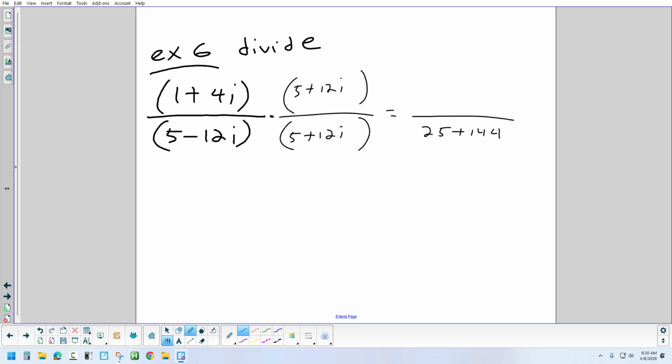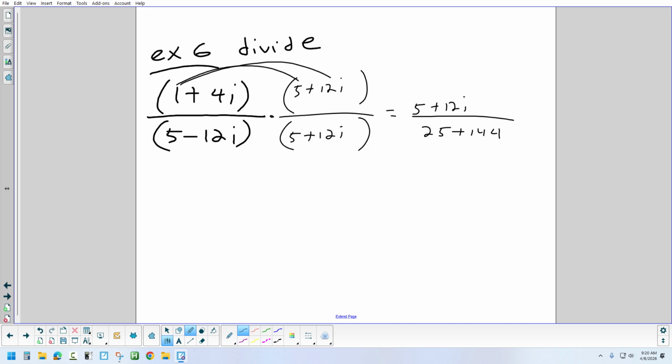Now the top, we have to distribute that up. So we'll start with 1 times 5 gives us how much? 5. Wouldn't it be 144i? Nope, the i cancels out. Whenever you multiply two conjugates together, all the i's are gone. So we're using that shortcut that we noticed. Okay, so we got 1 times 5. What's the next thing? 1 times 12i, which is how much? 12i.